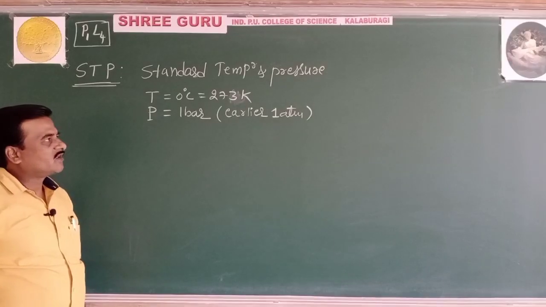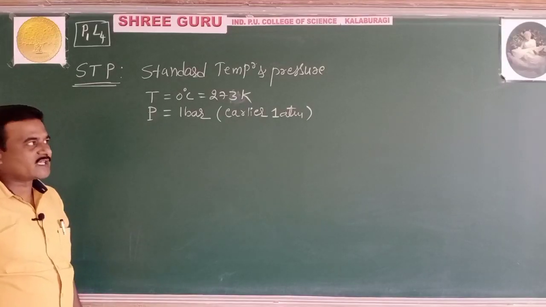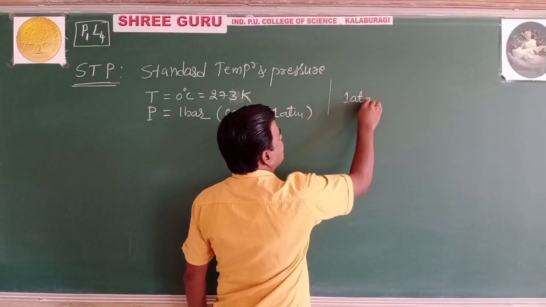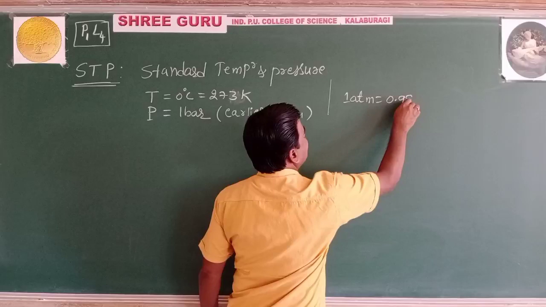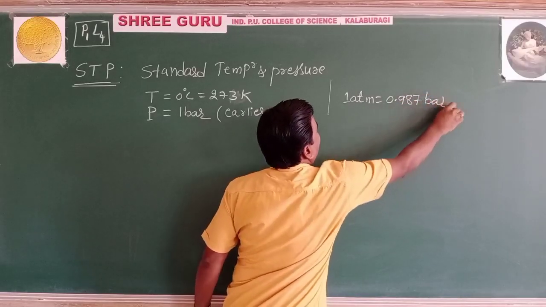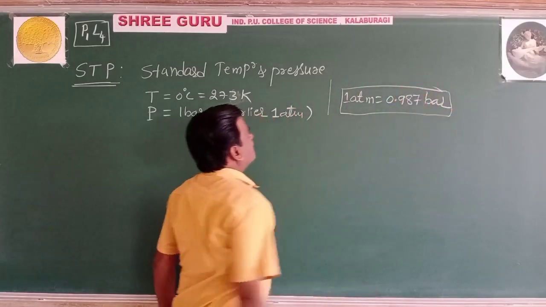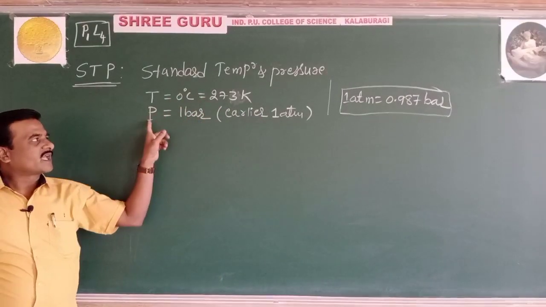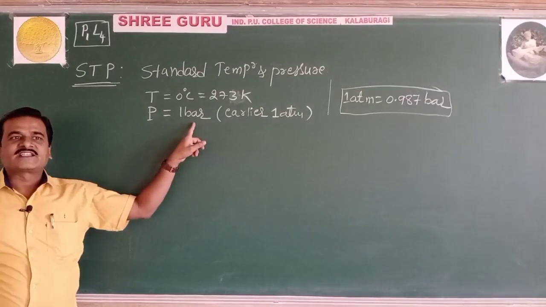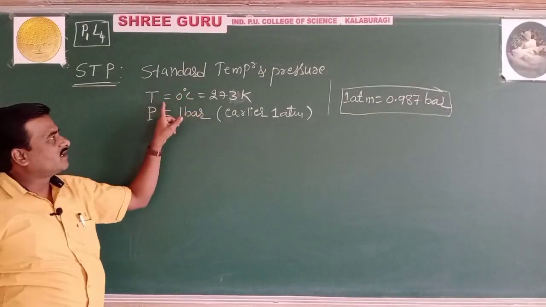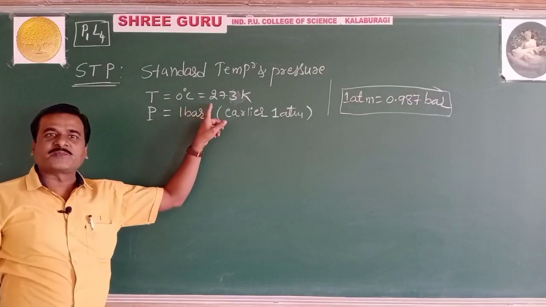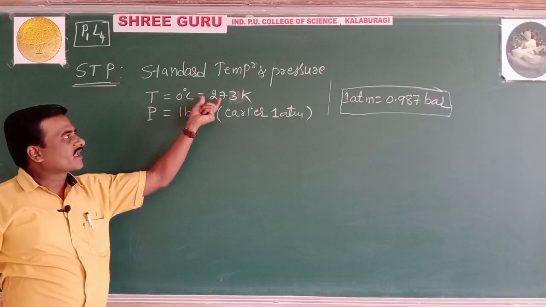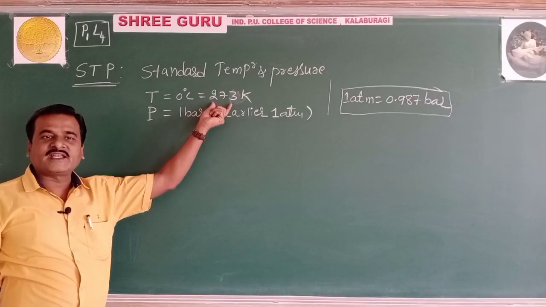Yesterday you collected in the conversion that 1 atm is the same as 0.987 bar, so keep this in mind. So the temperature of 273 Kelvin and pressure of 1 bar is taken as the standard condition of temperature and pressure. Whenever STP conditions are mentioned in numericals, it is understood as a pressure of 1 bar and a temperature of 273 Kelvin.